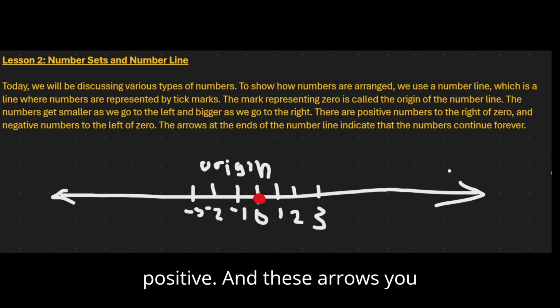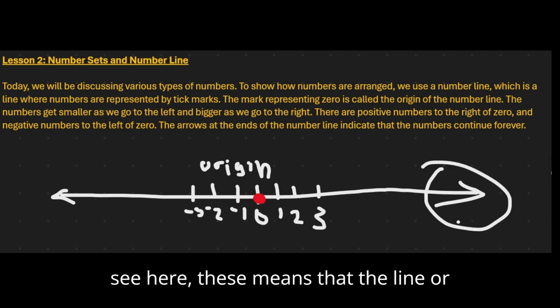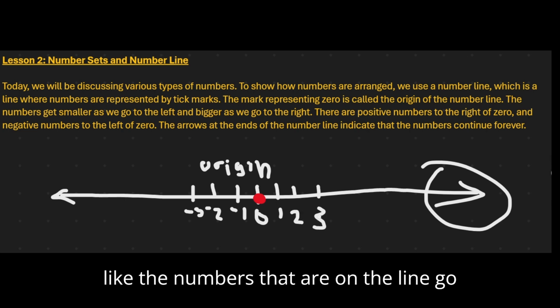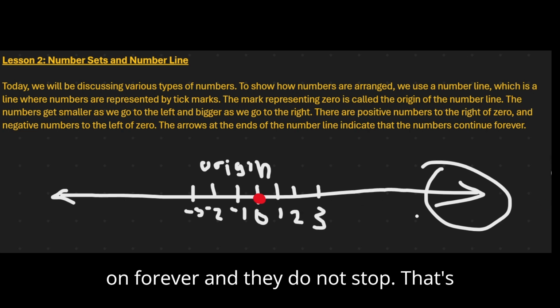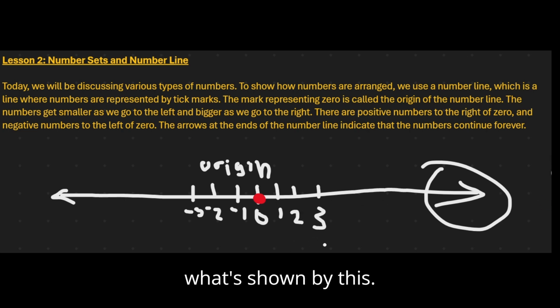And these arrows you see here mean that the numbers on the line go on forever, and they do not stop. That's what's shown by this.